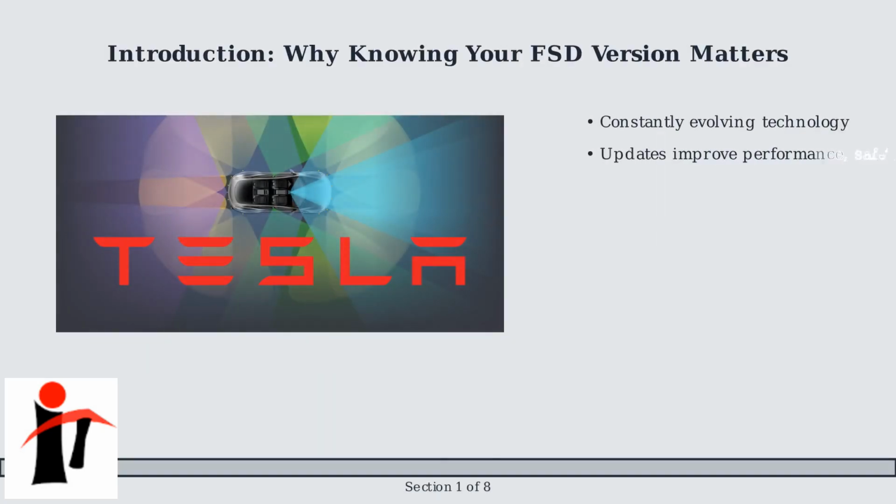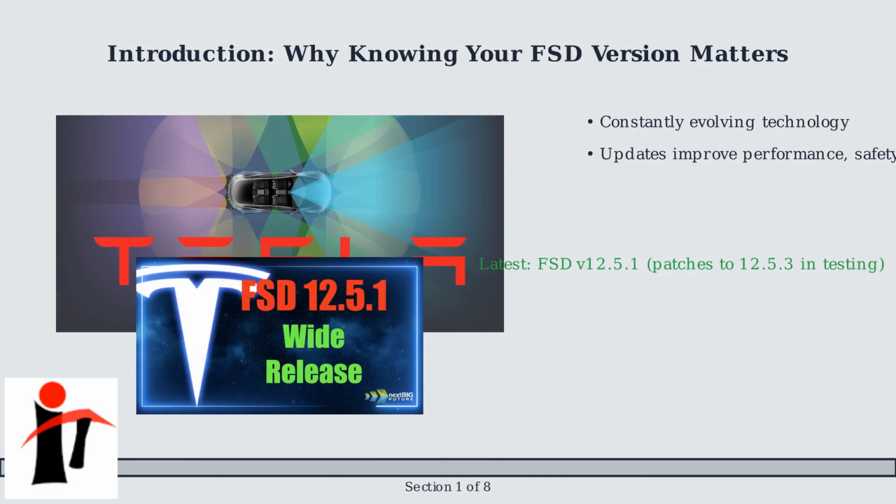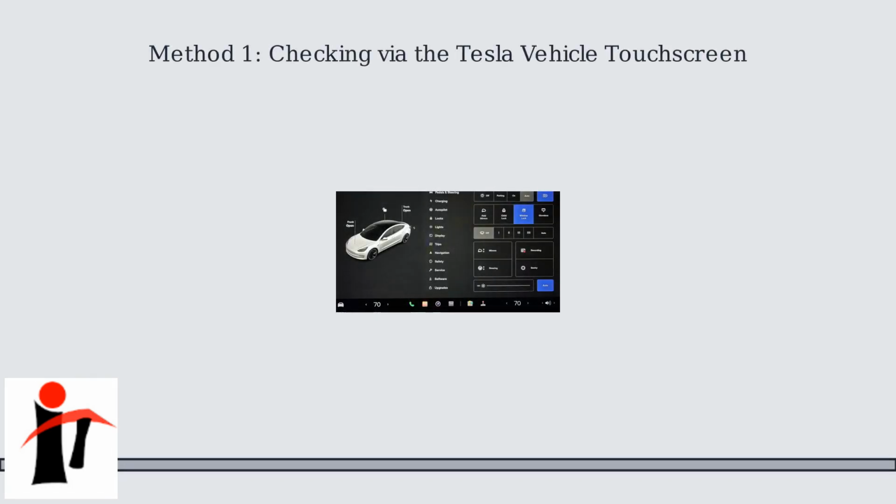Tesla's full self-driving software is constantly evolving. Knowing your FSD version is crucial because each update brings improvements in performance, safety, and new features. This video will show you exactly how to check your FSD version so you can stay informed about what your Tesla can do. As of late 2025, the latest stable release is version 12.5.1, with patches up to 12.5.3 in testing.